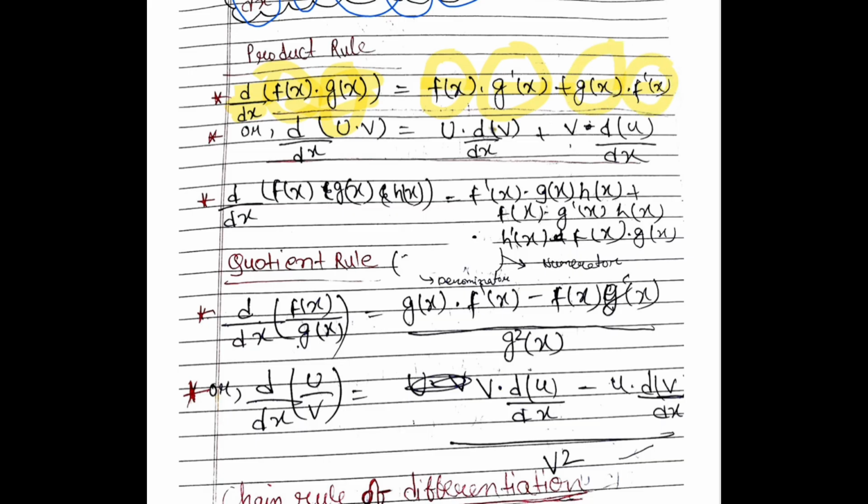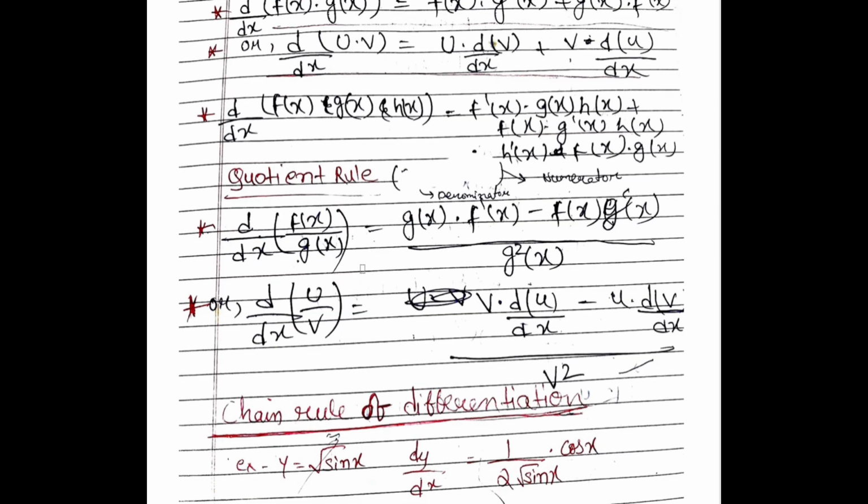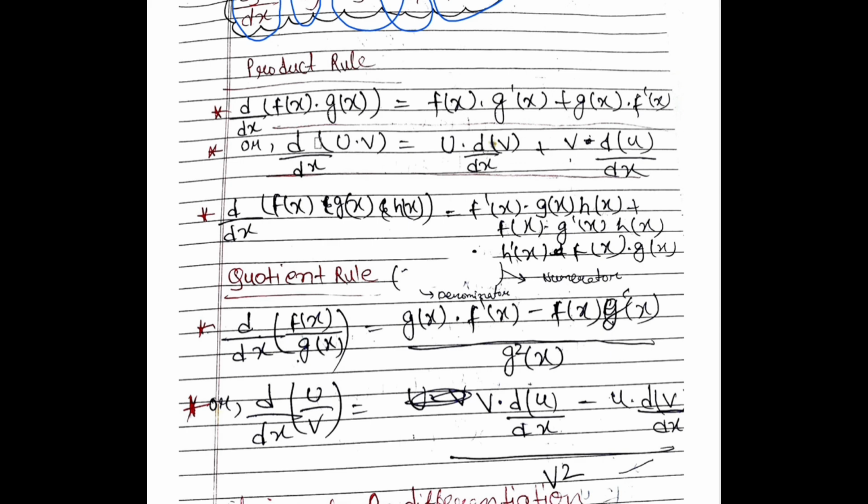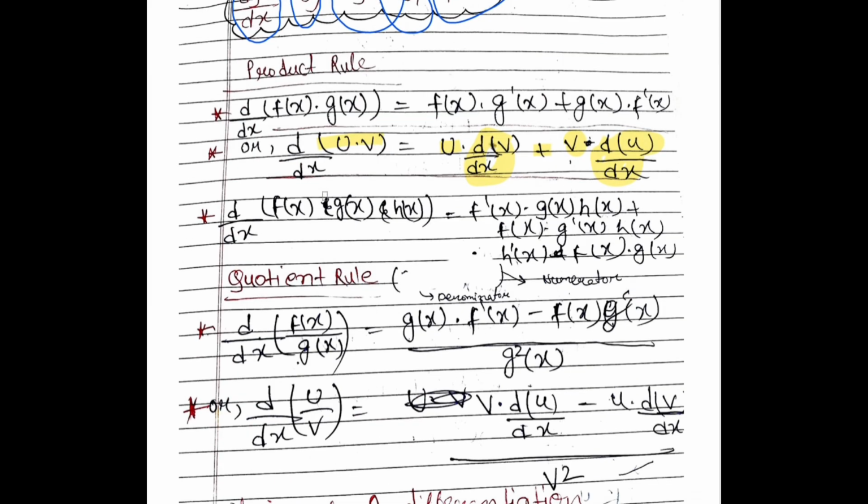We can also call it the uv method or uv rule. How to do this? See, in the uv rule, you will put u dot differentiation of v, then plus v dot differentiation of u. Now if you don't understand, let us give an example.